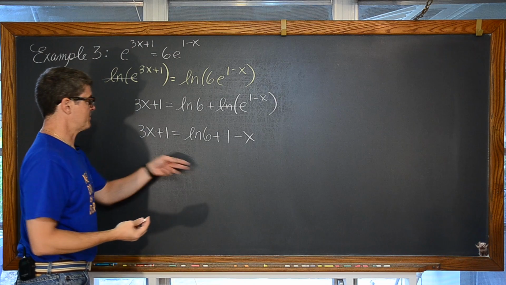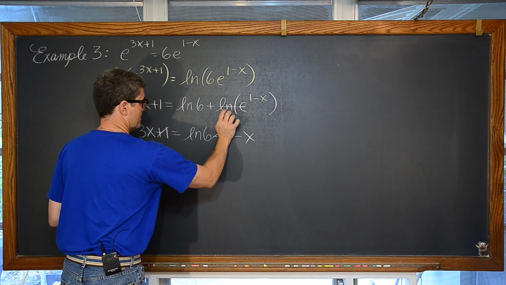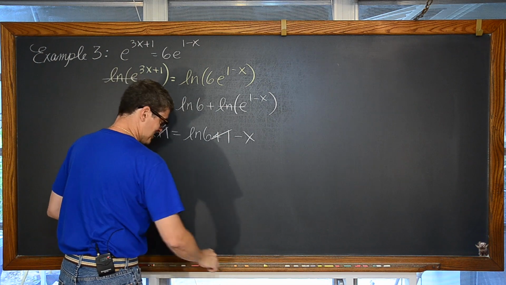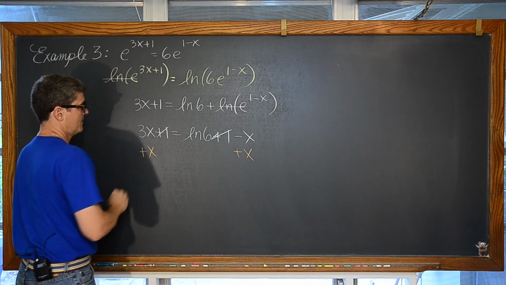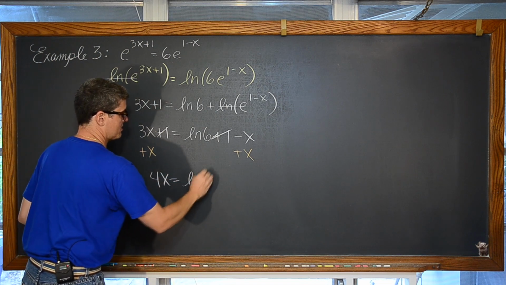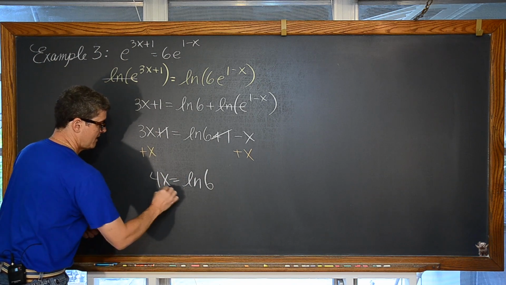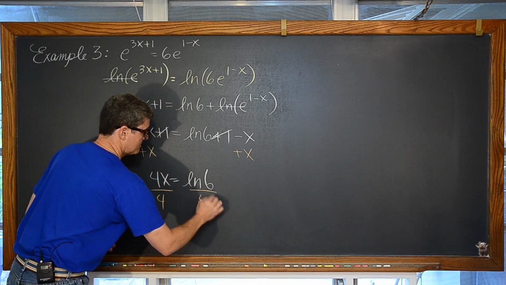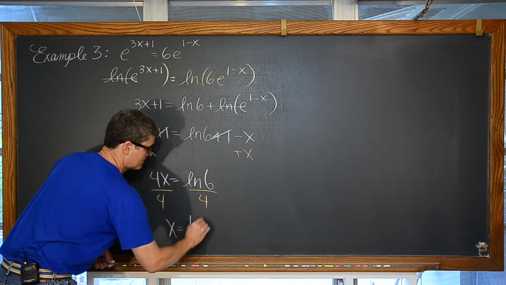Okay, so let's subtract both sides by 1, and that's just going to simply cancel out. And then we're going to add x to both sides. And we get 4x is equal to the natural log of 6. And then we can undo this multiplication with division and get our final answer of x is equal to 1/4 natural log of 6.